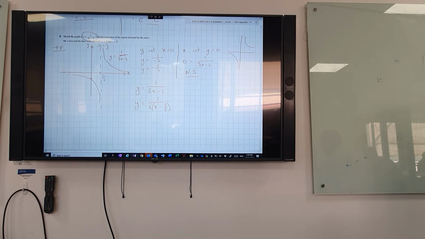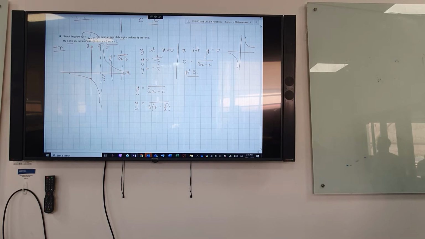And now we still haven't finished. Let's look at: find the exact area of the region enclosed by the curve that I just did, the x-axis, and the lines with these equations. So it's the x-axis and x equals 2 and x equals 3. Now remember, a lot of you will panic and draw it like that. What does x equals 2 look like? Like that. Well done. That's right.